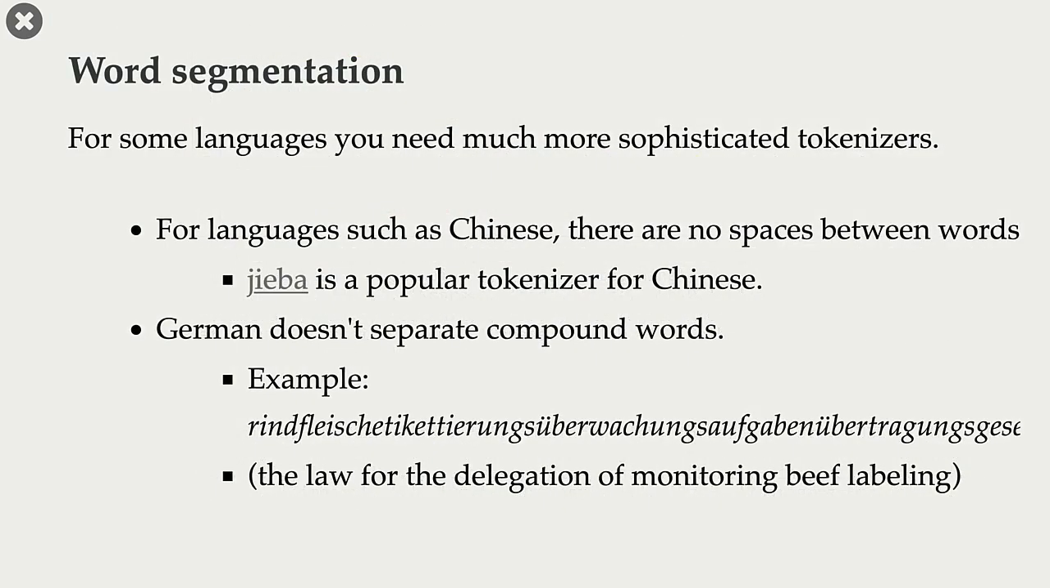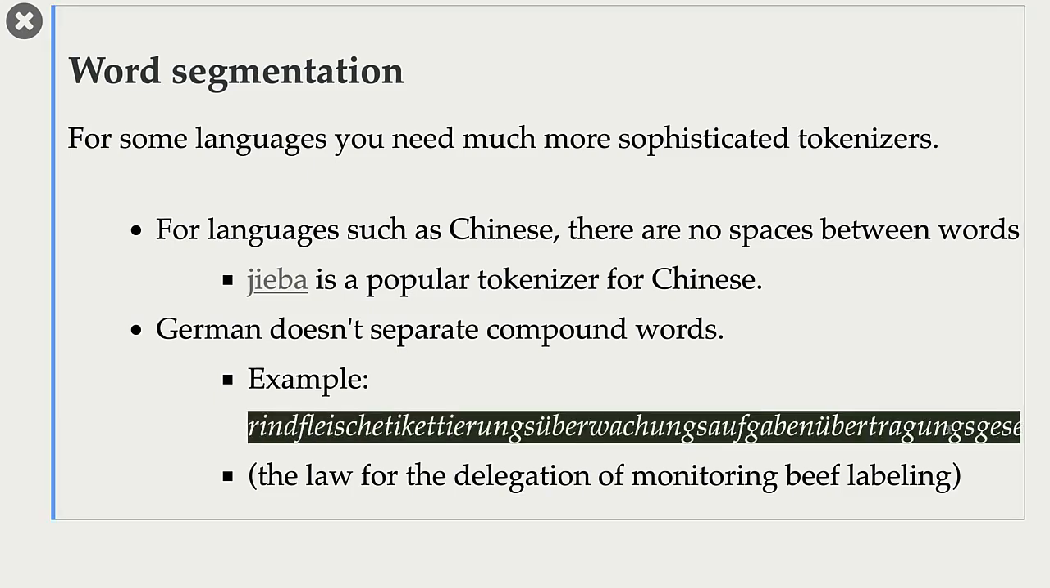Okay, so for languages like Chinese and German, you need more sophisticated word tokenization, and this is referred to as word segmentation. For example, Chinese does not use white spaces between words, and German doesn't separate compound nouns. Here I'm showing you an example of a compound noun in German. I cannot even imagine saying this, but maybe we have some German speakers in the class who can say this long compound. So the point is that we need more sophisticated tokenizers, and word segmentation or word tokenization becomes an important problem in these languages.